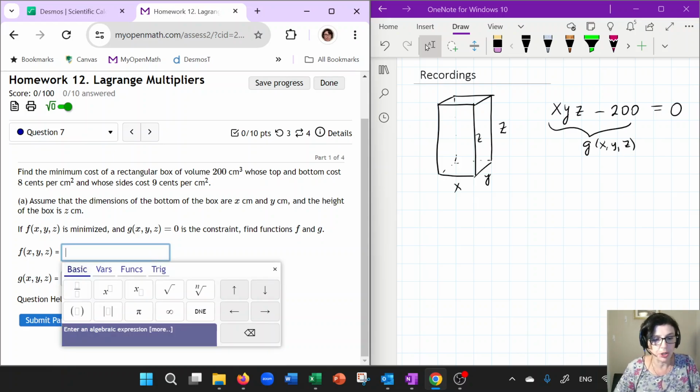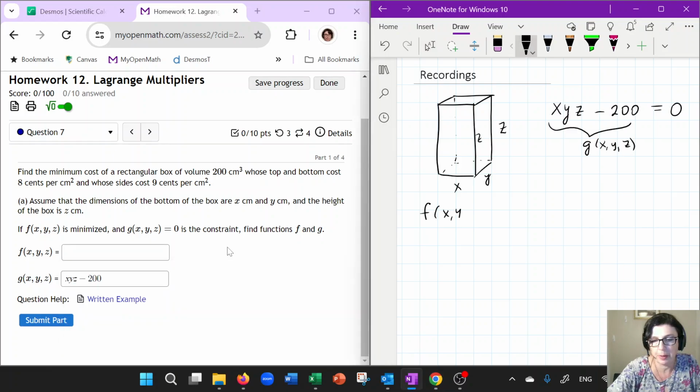All right, and then the function to be minimized is the cost of the box. So let's think about what is the cost of the box. If I send you to Home Depot and I tell you to buy material for the box, what I will look at is, well, each square foot costs 8 cents if it's the top or bottom. But how many square feet do I need? Well, if x is the length and y is the width, then I will need x multiplied by y square feet.